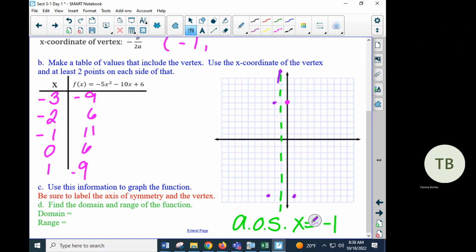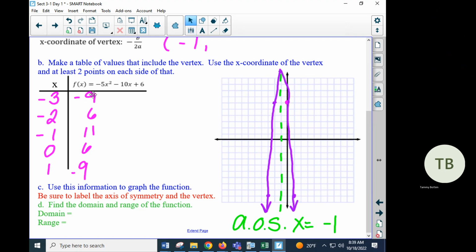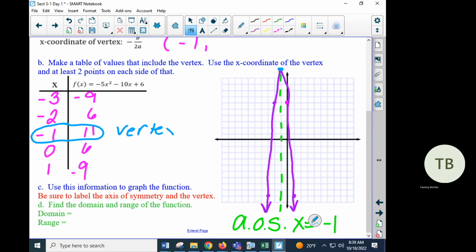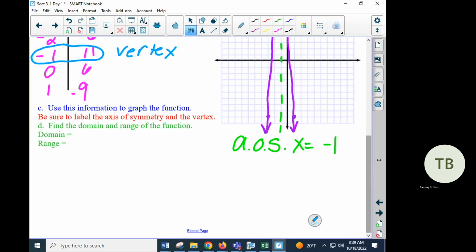So this one opens down, which makes sense because it had a negative number in front of the x squared. And we have to label our vertex all the time. This middle point here is our vertex. So I would label that on my graph as (-1, 11), okay? Then what I need to do is say what my domain and range are.